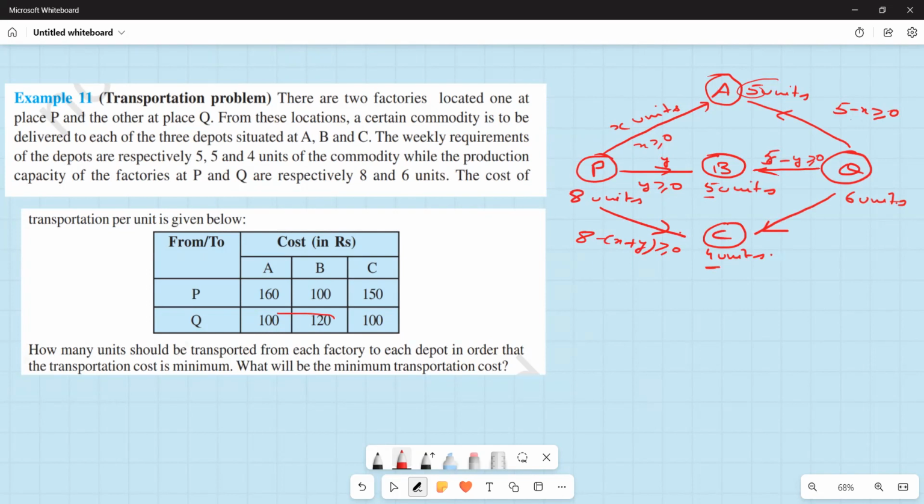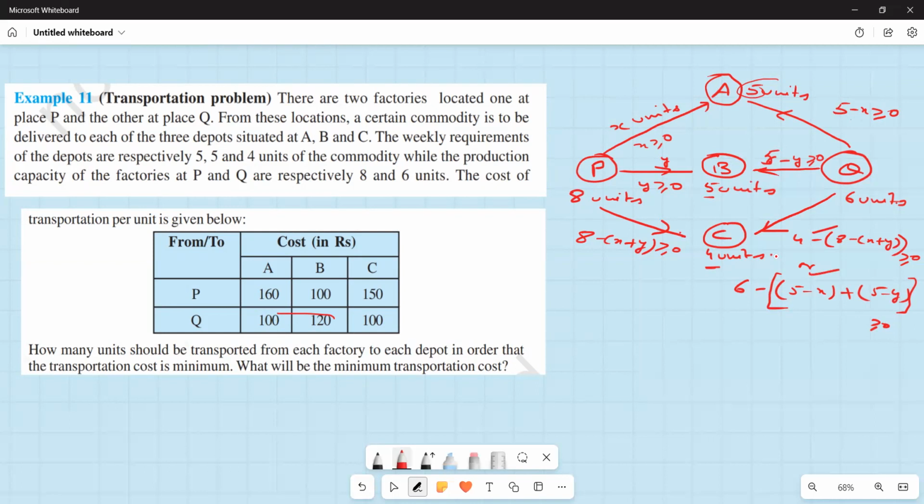Either you take from the Q side or from the P side, it is the same thing. So 4 minus (8 minus x minus y) is taken from Q to C, or Q has 6 units, out of which 5 minus x is given to store A, and 5 minus y is given to store B. Either take this or take this, whichever is easy for you.